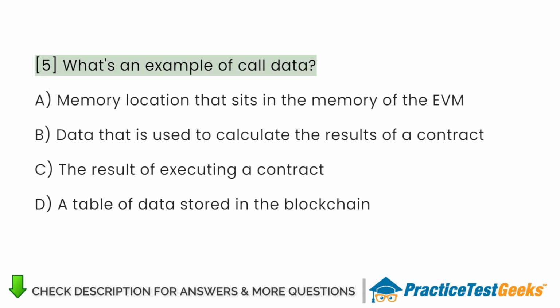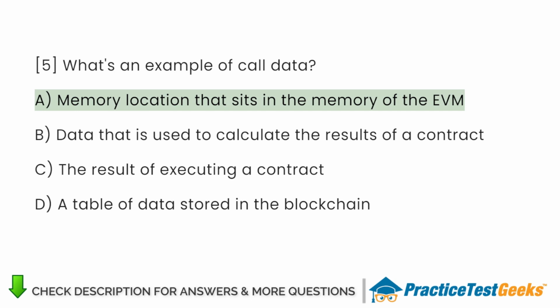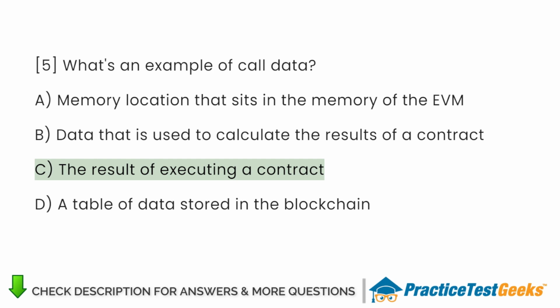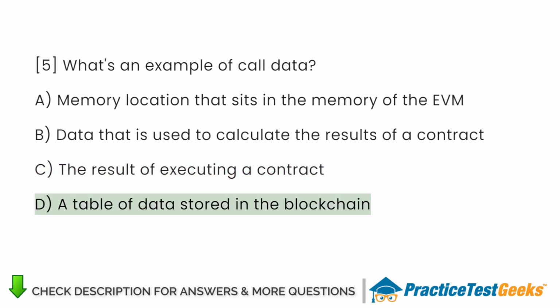What's an example of call data? A. Memory location that sits in the memory of the EVM. B. Data that is used to calculate the results of a contract. C. The result of executing a contract. D. A table of data stored in the blockchain.